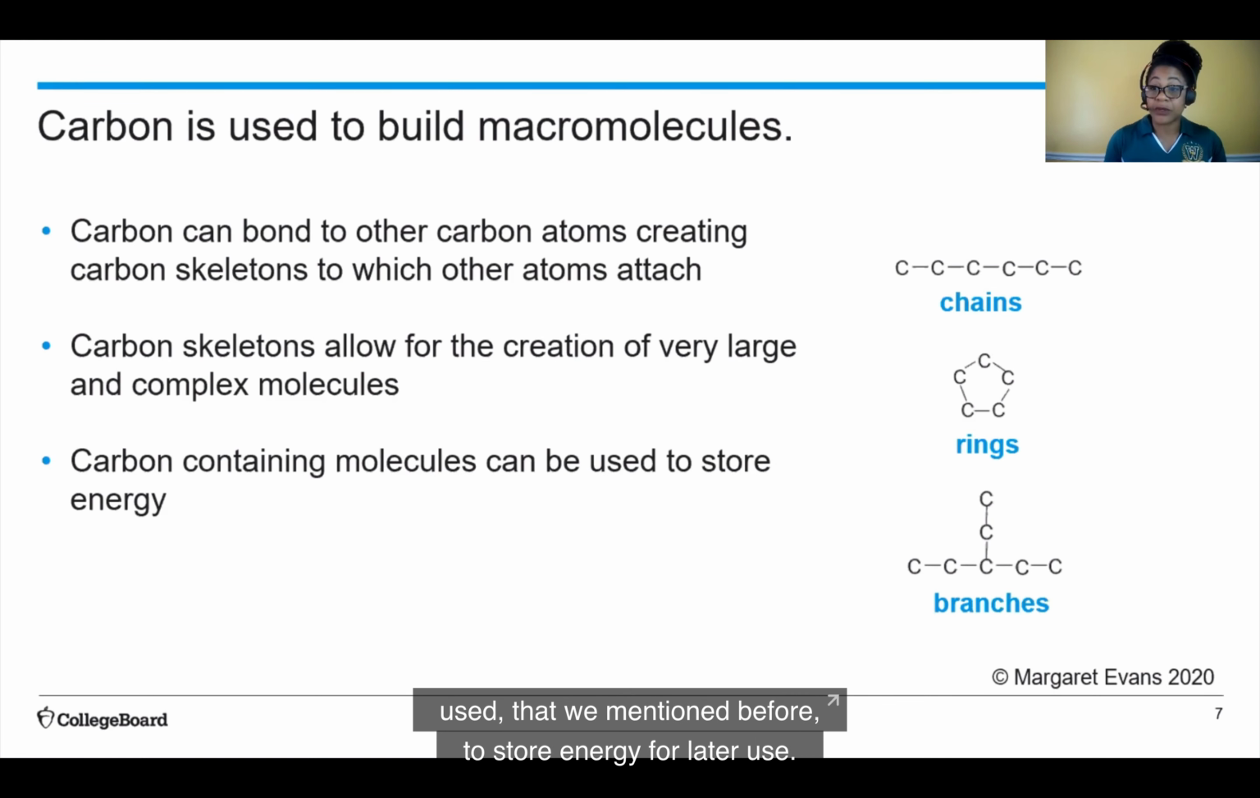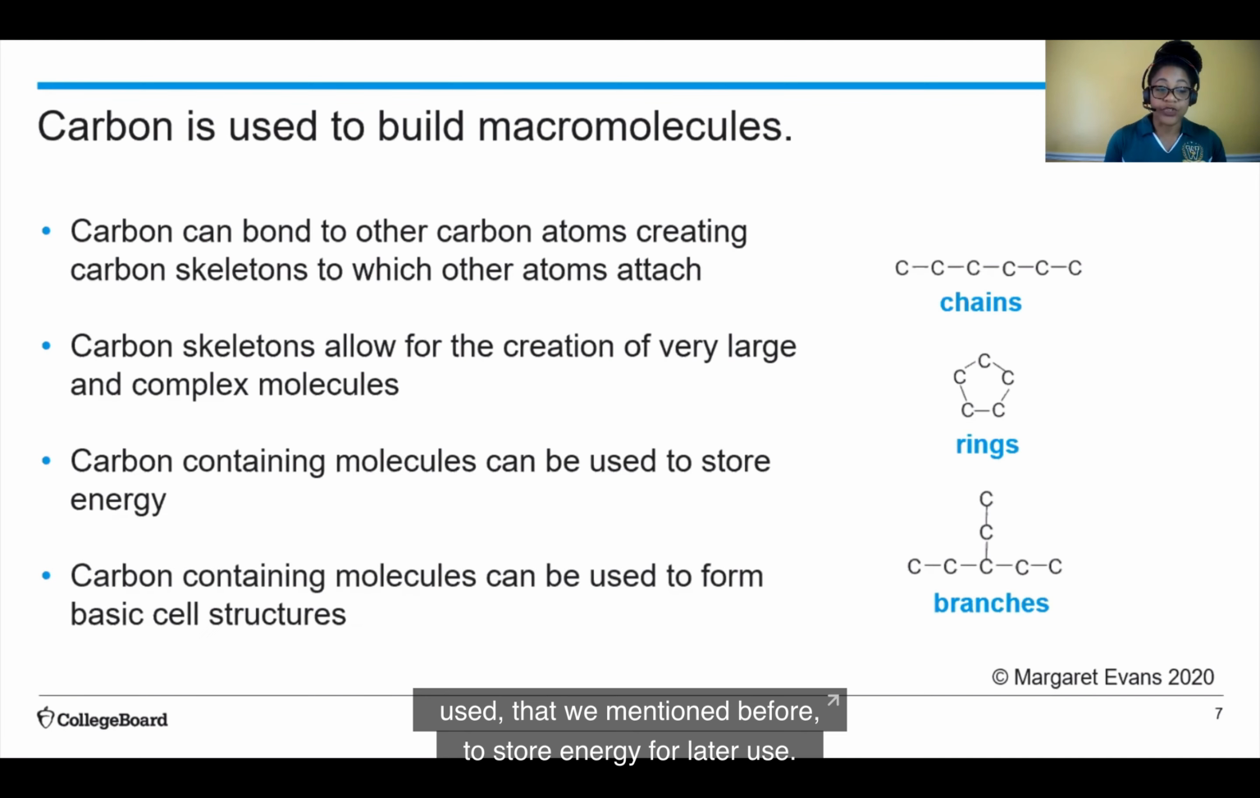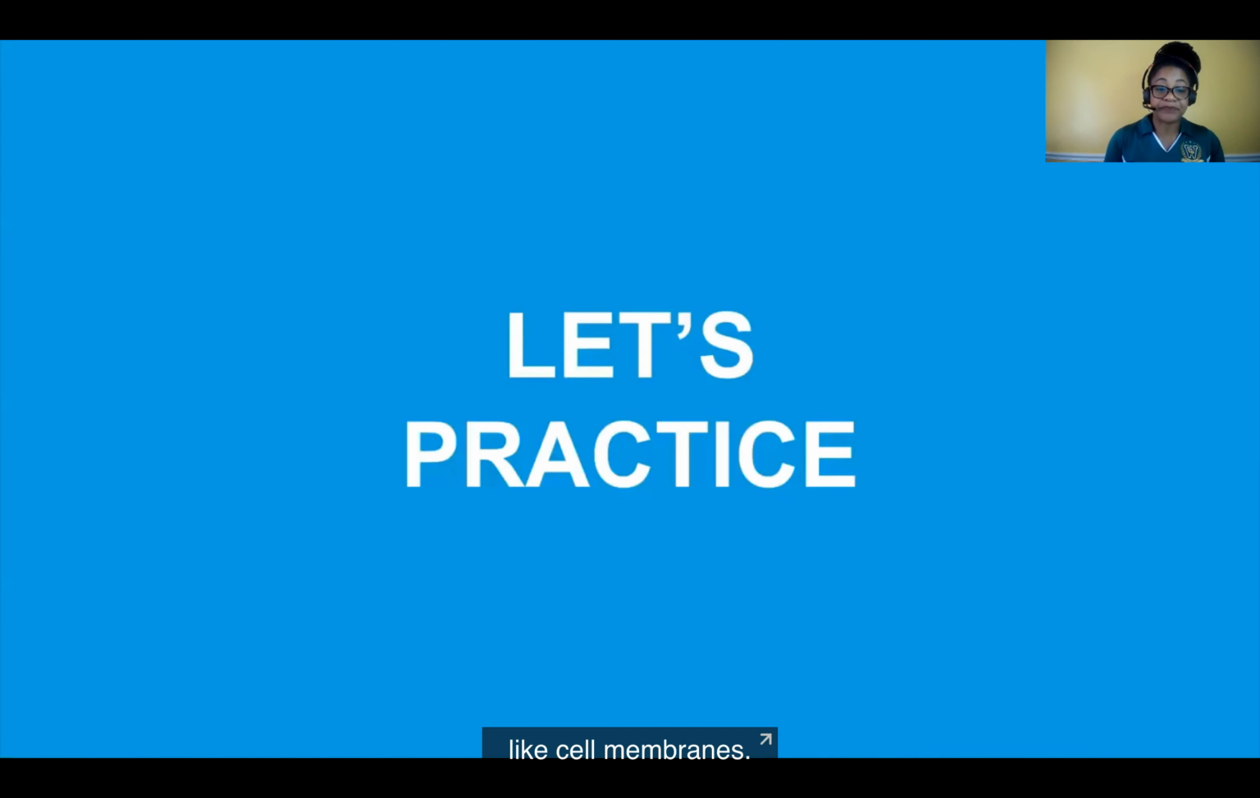Carbon-containing molecules can be used, as we mentioned before, to store energy for later use. Carbon-containing molecules can also be used to form basic cell structures like cell membranes.